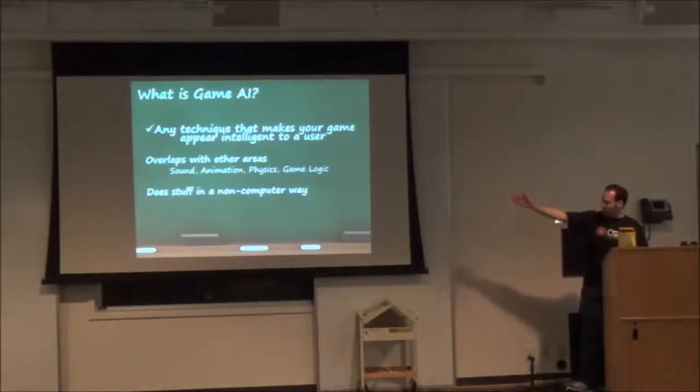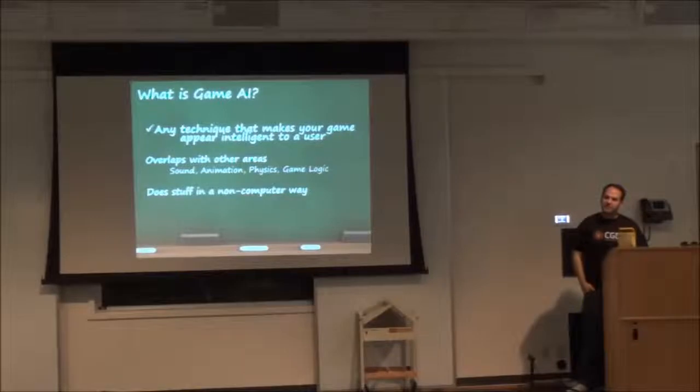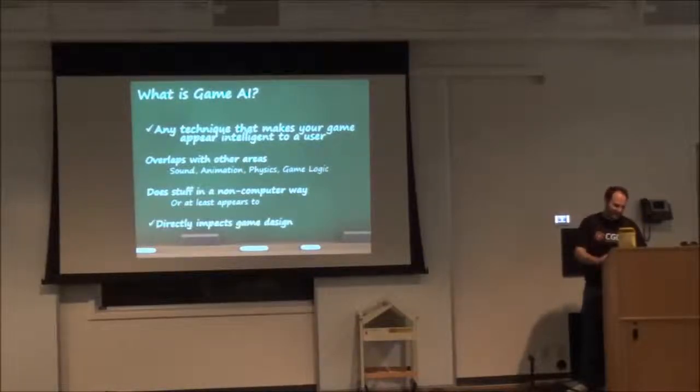But one of the biggest identifying traits of AI is that it does something in a non-computer way. Something that surprises you, like, oh, there's more than meets the eye going on over there. Or at least it looks like it does. Like the jumping is totally random. It made the reviewer think that it jumped out of the way just in time. And I said before, it directly impacts game design. This is really important. It's true.